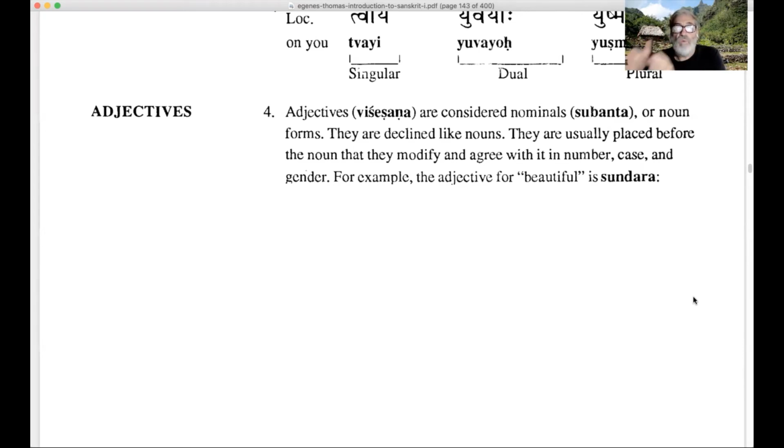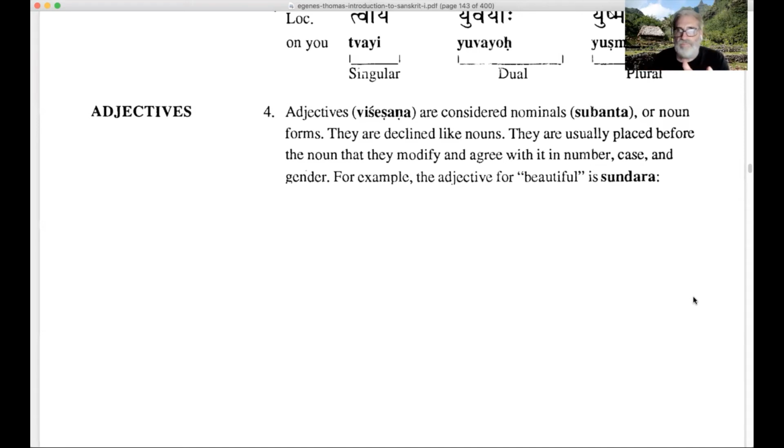So if I say a beautiful woman, and the word for woman is feminine, then the word beautiful will be feminine. It'll also be singular, but it'll be feminine. And if I say the dress of the beautiful woman will be genitive, possessive. So the word beautiful will also be in the genitive as woman is. So an adjective comes before the noun which it describes, which it modifies, and it agrees in number, case, and gender with that noun.